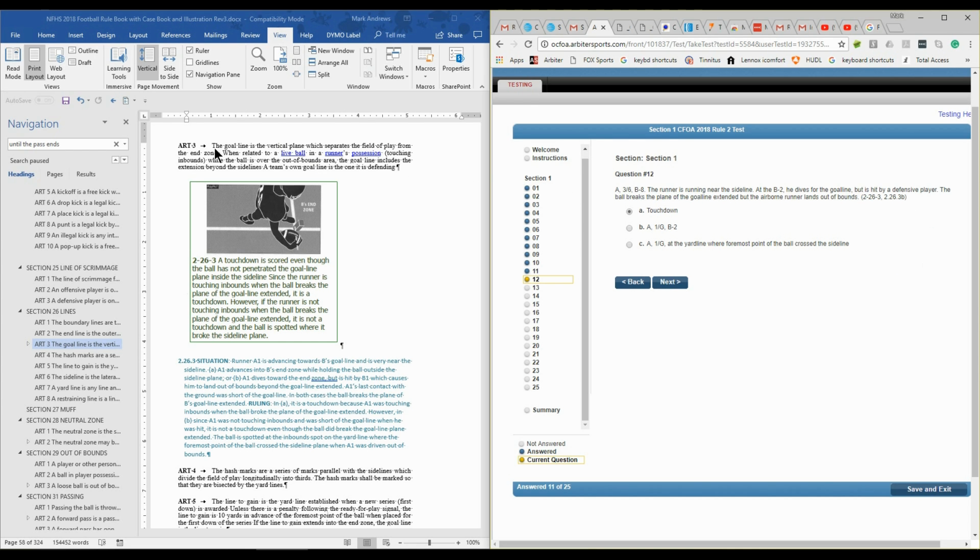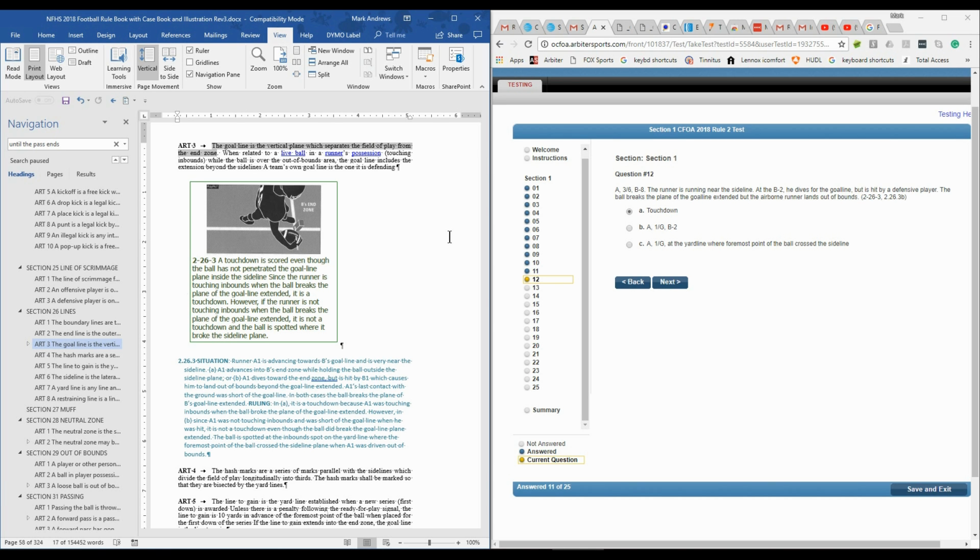All right. So we'll go over to the rule book here. Here's 226-3. The goal line is a vertical plane which separates the field of play from the end zone. That's a real simple statement, but it's got tons of implications. So the goal line is a vertical plane, which means it goes up into the sky as high as humanly possible. It starts at the front edge of the goal line. In other words, the end zone starts at the front edge of the goal line.